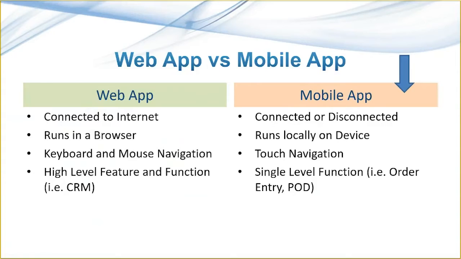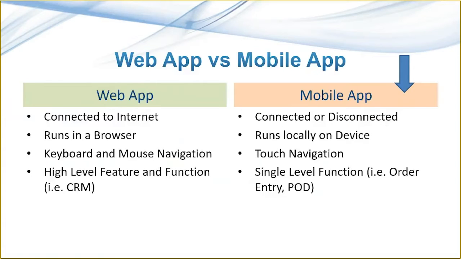What's nice about a mobile app is that it uses the touch navigation of the phone. So everything that users are familiar with, the rolling, the scrolling, is all built into the phone. You can access the camera if you need to, taking a picture of a product for things like mobile proof of delivery, which is a separate application. And it's usually a single function, meaning it's very focused and easy to use. It only serves one function, like order entry or proof of delivery.